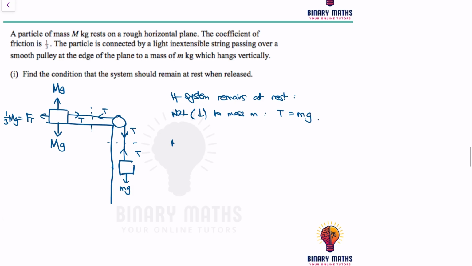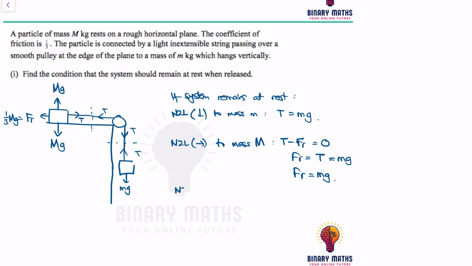So if we apply Newton's second law horizontally to mass capital M, then we get T minus the friction must be equal to 0, which means the friction must be equal to the tension, which is just what we worked out, mg. So friction must be equal to m times g.